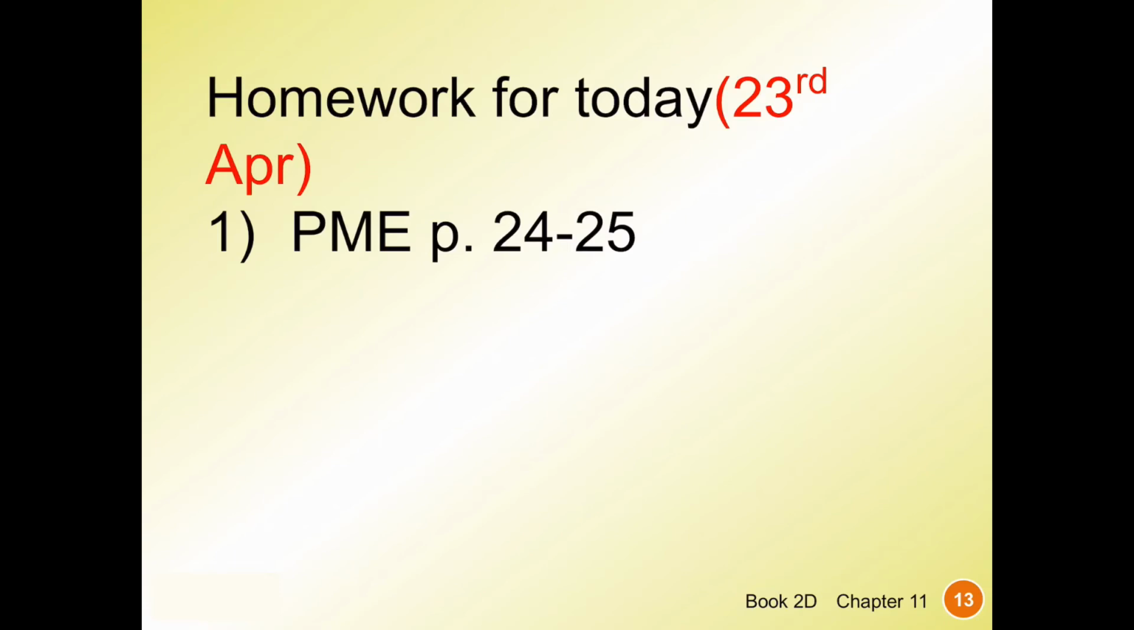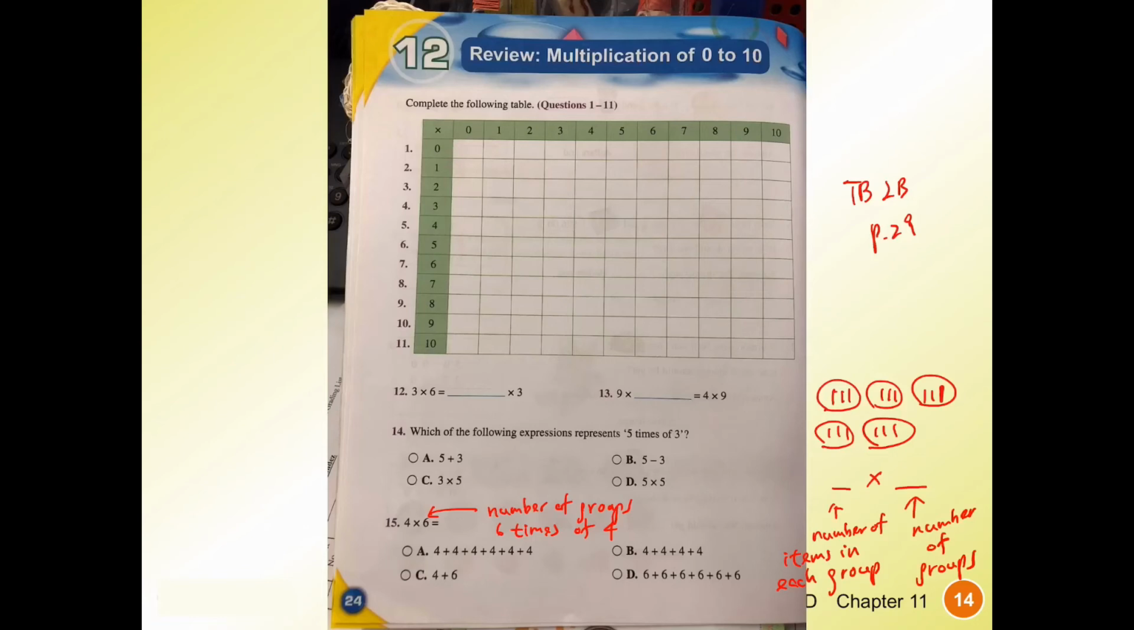So for the homework today, PME page 24 to 25. For the top part, you have to fill out the multiplication table, so you can refer back to your textbook 2B page 29. There you can find a complete multiplication table, and this should be easy because we know that 3 times 6 is just the other way around, 6 times 3.